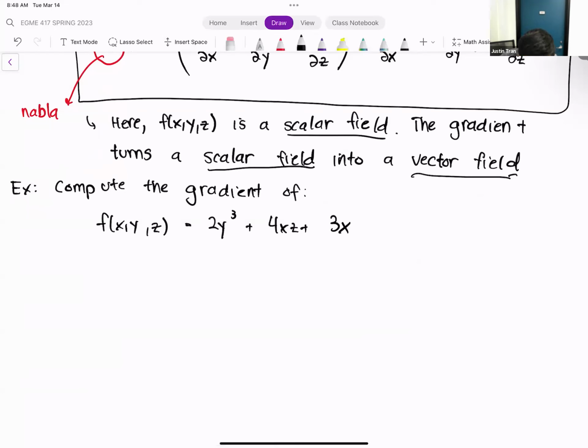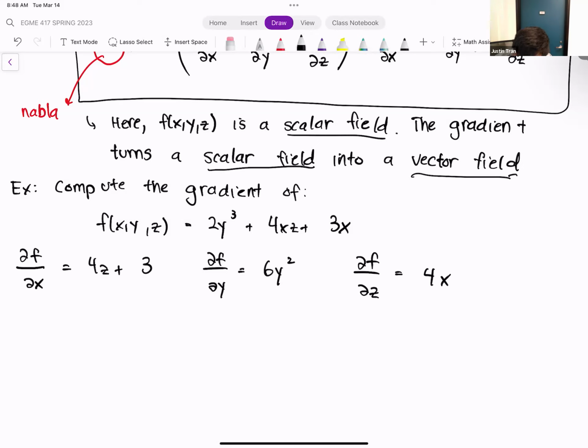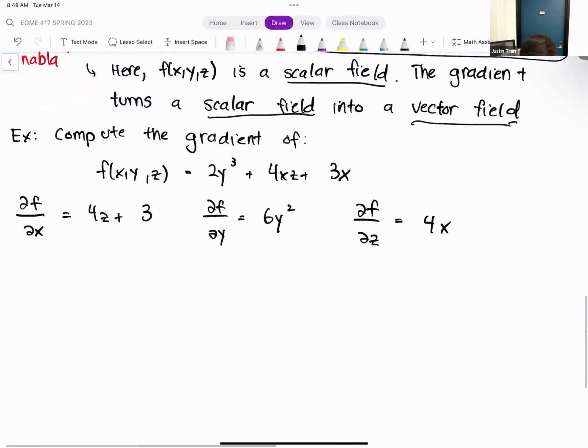All right, so to do this, we need all the partial derivatives. And so we've already taken the partial derivative with respect to x. The partial f, partial x is 4z plus 3. Partial f, partial y, this is 6y squared. Partial f, partial z is equal to 4. And so if we take the gradient of f, we're just going to take all these partial derivatives. So we get 4z plus 3, 6y squared, 4.